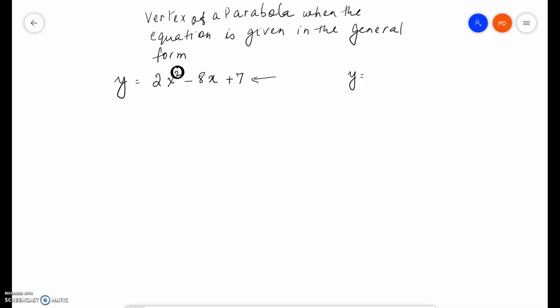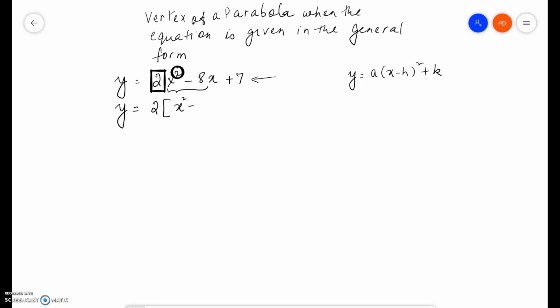So this is in the general form. The standard form looks like y equals a times (x minus h) the whole squared plus k. So in order to put it in the standard form, we need to complete squares. So here are the steps that we need to follow. The first thing is factor out the 2 from the quadratic term and the x term. We can leave the 7 alone for the time being.